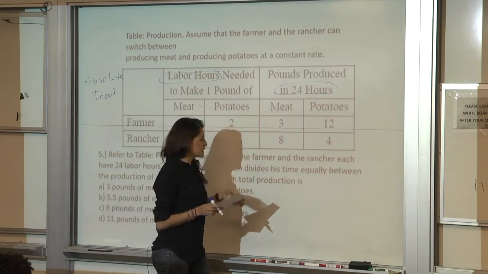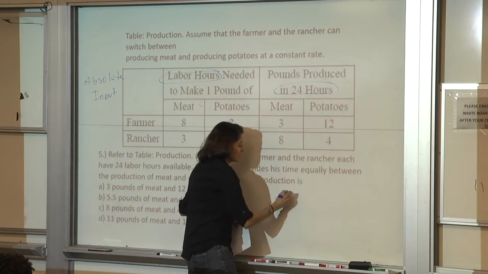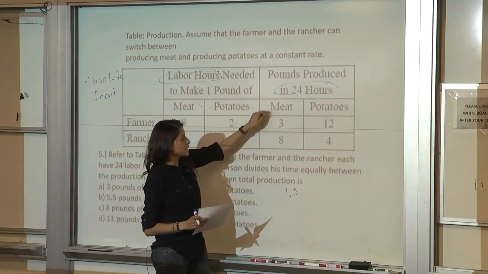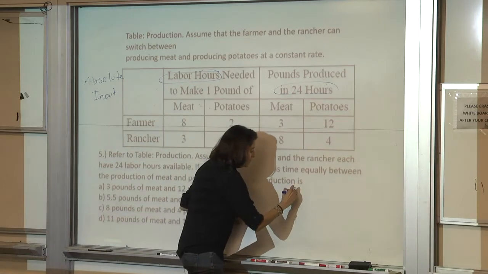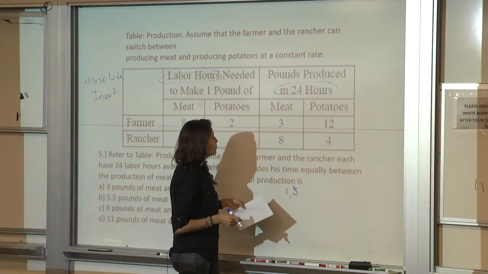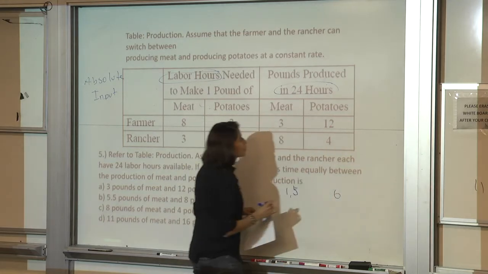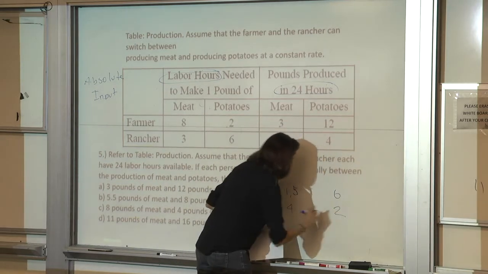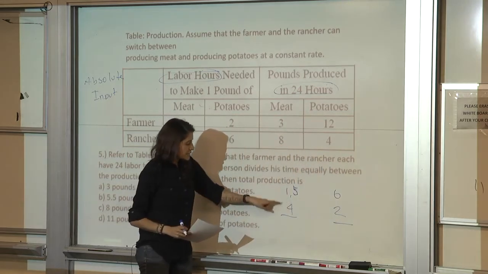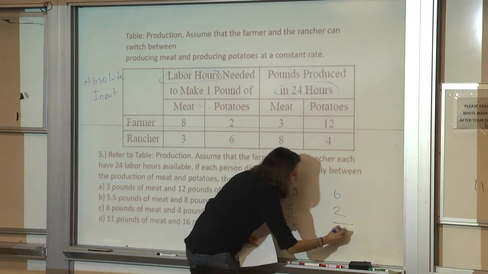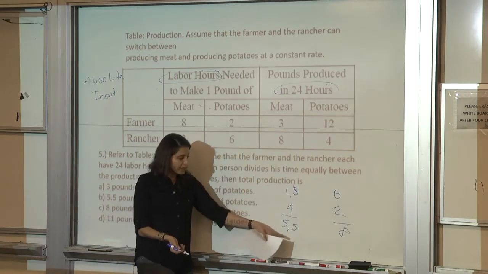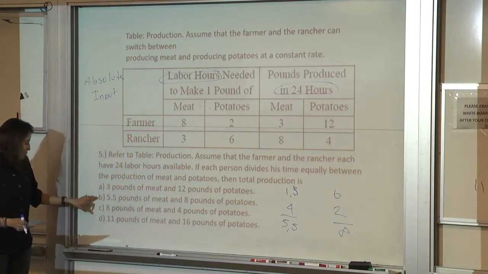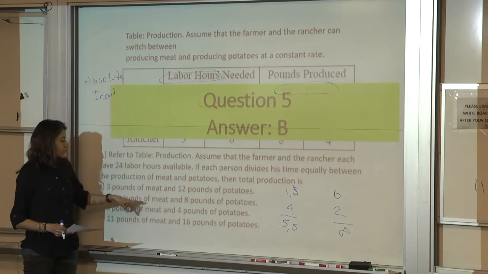But there is an easier way to do this. You just divide this in half. If this person uses half of the time to produce meat, this person will produce 1.5 pounds of meat and 6 pounds of potatoes, and the other person will produce 4 pounds of meat and 2 pounds of potatoes. So the amounts here are 5.5 pounds of meat and 8 pounds of potatoes, okay? So the answer here is B.